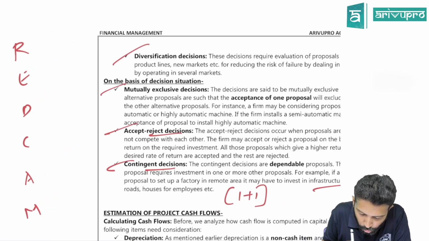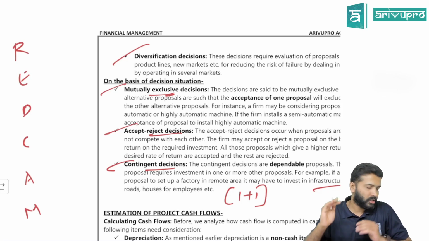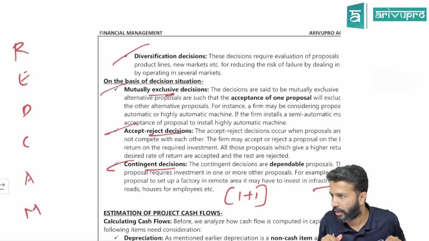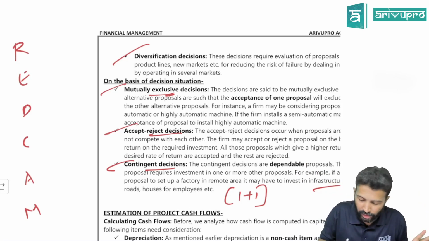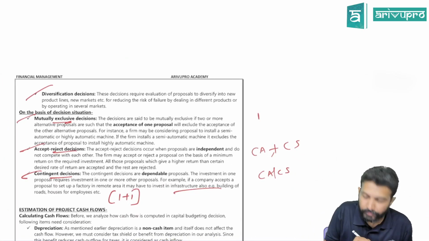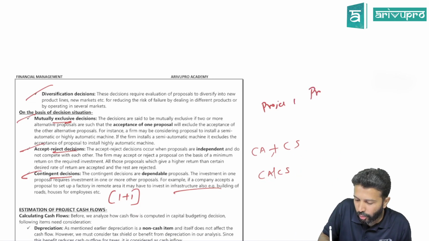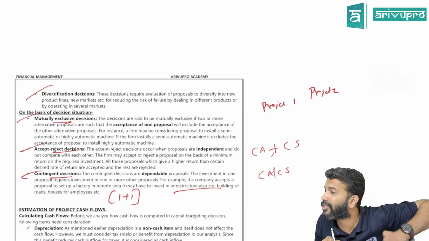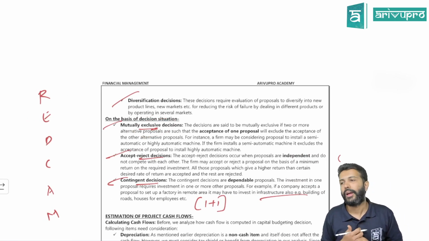Last is M. M stands for mutually exclusive decision. Mutually exclusive decision means one is dependent on the other. Meaning you can't do both. You can only do one or the other. Let's say you have project 1 or project 2. You can't do both the projects. Either you need to select project 1 or you need to select project 2. Such decisions we call mutually exclusive.